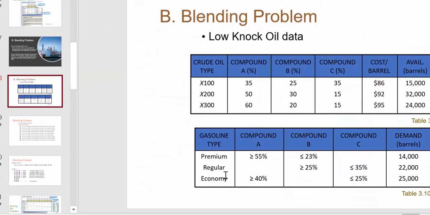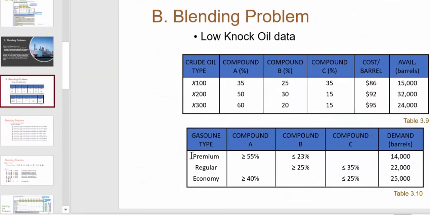Now the other constraints of what we're looking for is that if I make premium, it's going to have so much of compound A. When I make premium, it has to be above 55% compound A. So I can be blending it from many different types of crude oil, but at the end of the day, what's making premium is it has to be above 55% of this compound A.